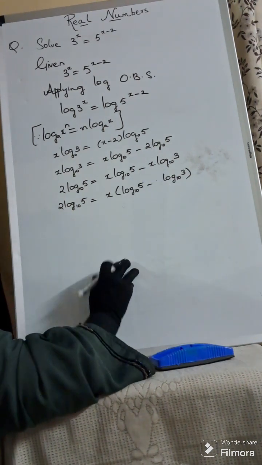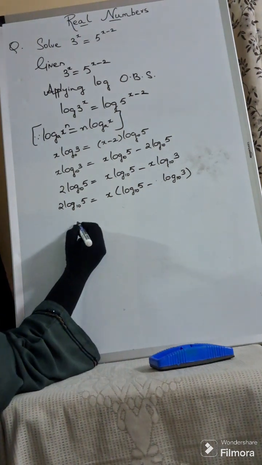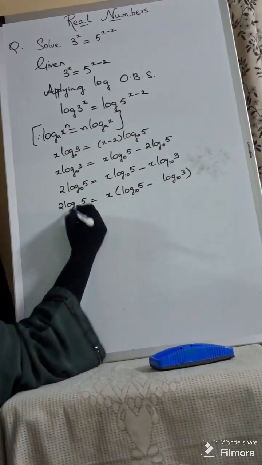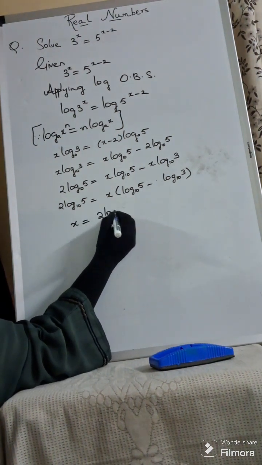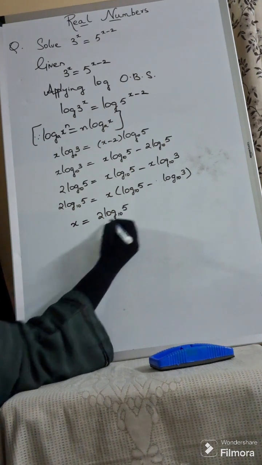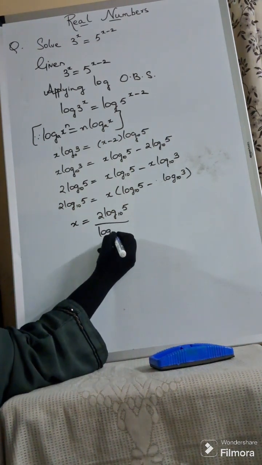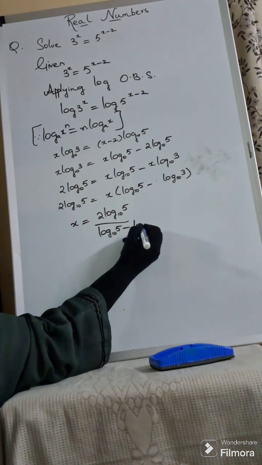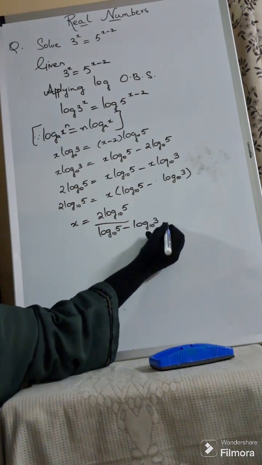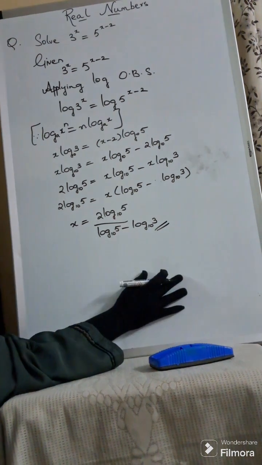Right? Next, x is equal to, I am sending that this side, 2 log 5 by log 5 minus log 3. So we got the value of x.